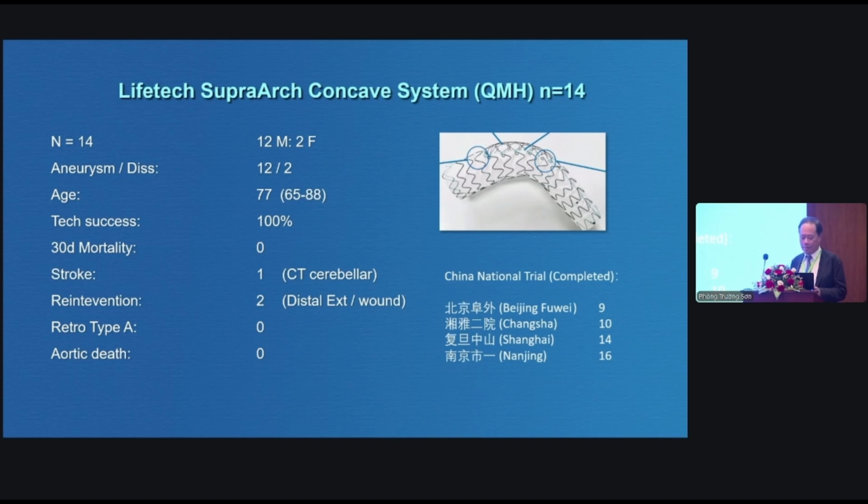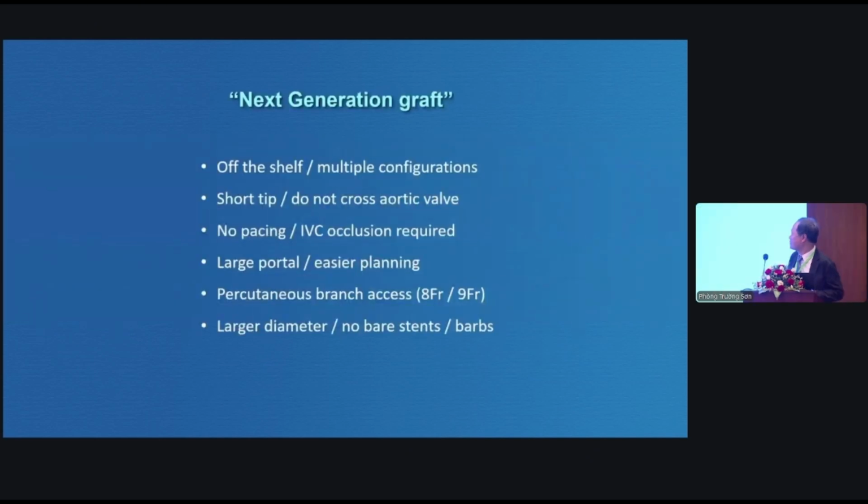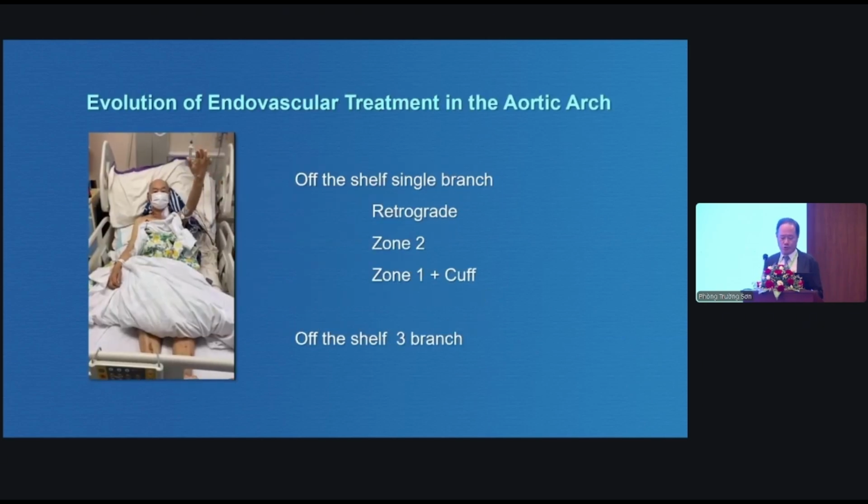I believe old patients, mostly aneurysms, with only one patient with a small stroke, only on CT scan. So I'm very happy with this, and I do believe that that is the direction we are going, to go for zone 0 with an off-the-shelf device with multiple configurations, with short tip, with no pressure control needed, and percutaneous access, and no proximal sense. So that is the path we are doing in terms of arch.